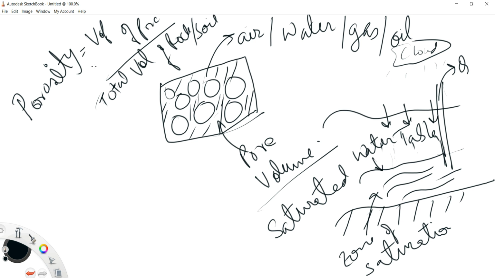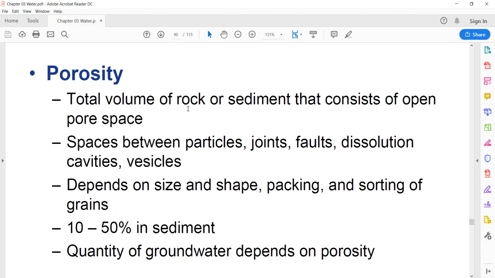So even in the rock, it is a porous material. It may look like a completely solid impermeable material on the surface, but if you put it under a strong microscope, then you will be able to see all those minerals, how they are separated, and how there are these pores all over the place. So porosity is the total volume of rock or sediment that consists of open pore space. So this represents the percentage of opening or pore space available in any rock.